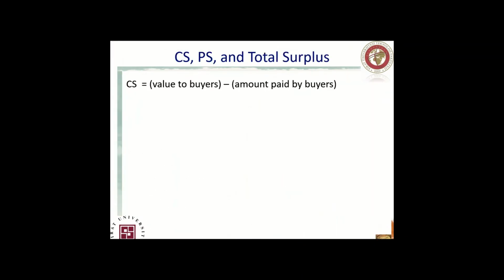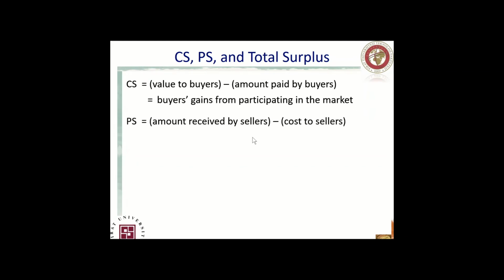So now we need to come to a conclusion about the consumer surplus, CS, producer surplus, PS, and the total surplus from the market. Now think about the consumer surplus. We said the value to buyers, the willingness to pay, minus the amount paid by the buyers. So this is the gain from the market, and we gave an example about it. For the producers, PS is the amount received by the sellers minus the cost to sellers. Now look, the amount paid by buyers is exactly the amount received by sellers, in the free market we assume, right?